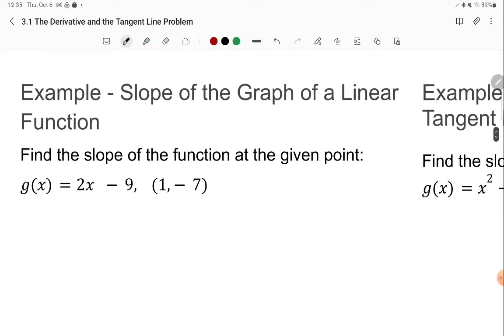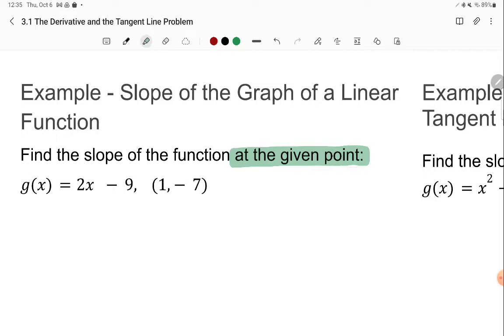So first of all, it says find the slope of the function at the given point. We know this is calculus because it's asking at a single point, whereas in algebra they're not asking between 2 points or even the slope of the line. This is at a given point. Now looking at this, you should know what the answer is.